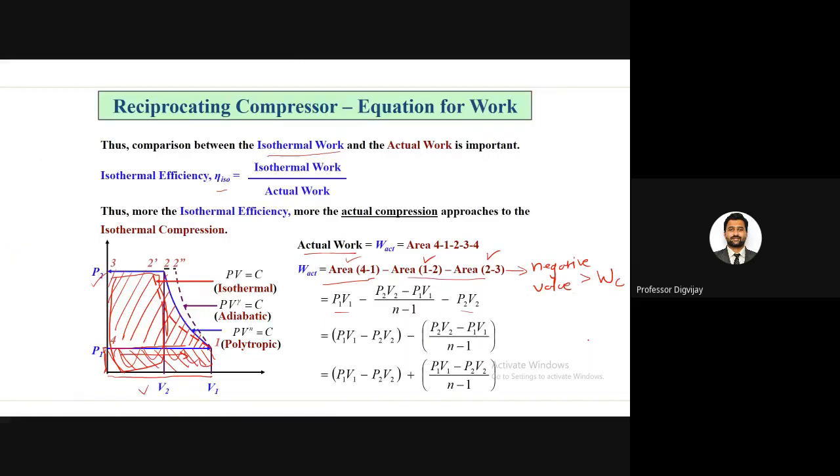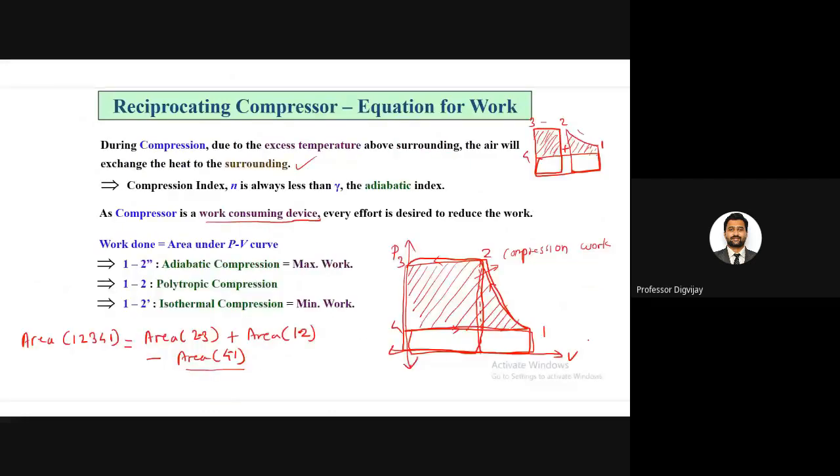So this is where we started. We started with the work required in the case of reciprocating compressor. I have shown you some processes 1 to 2, 2 to 3, 3 to 4, and 4 to 1. Then we started calculating the work done. So work done is the area enclosed within this curve. Whatever area is shown by the hatch lines, that is the area we are interested in.